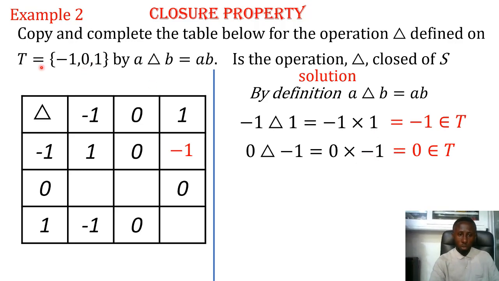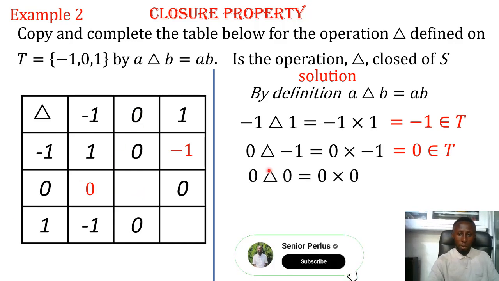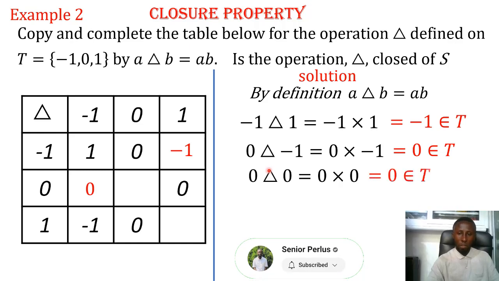0 is here, so 0 also belongs to the set T. Let's write it here. We are completing the table, so copy and complete it. 0 operation 0 is like 0 times 0, and 0 times 0 is still 0. Then we say that 0 also belongs to T. We said that here, so therefore this one is 0.